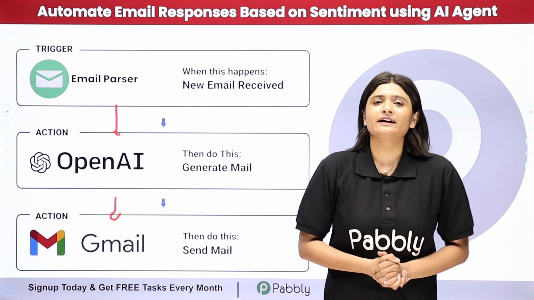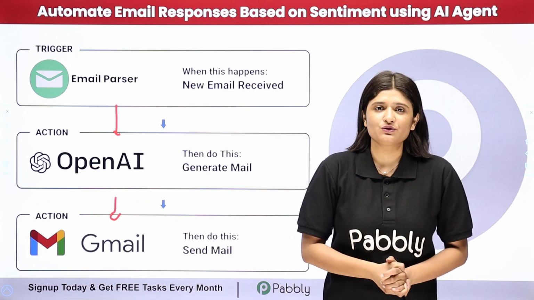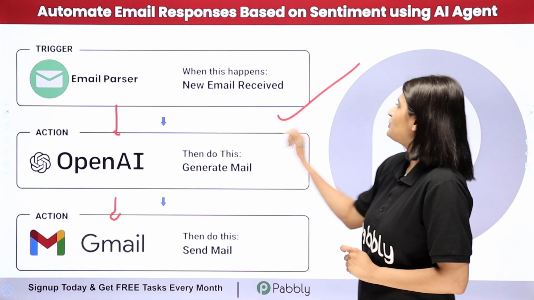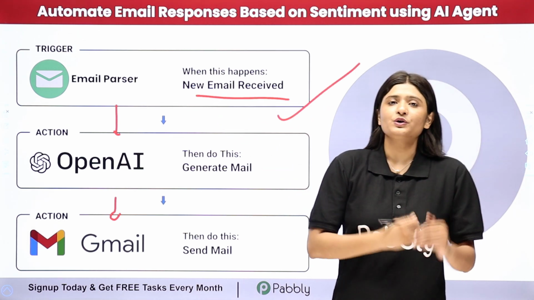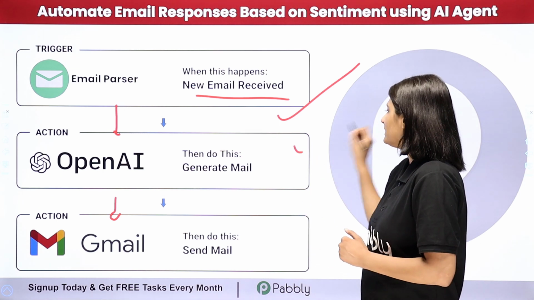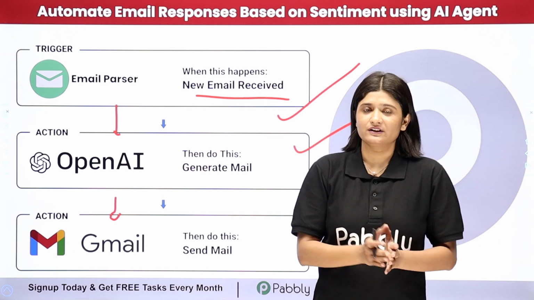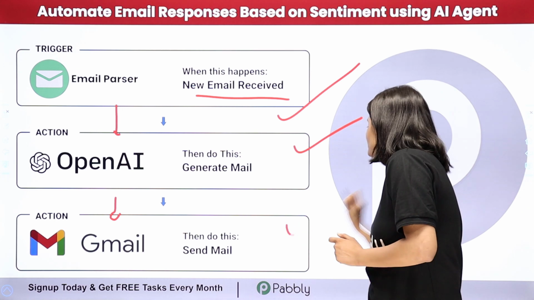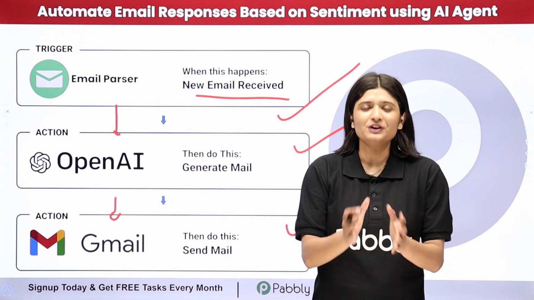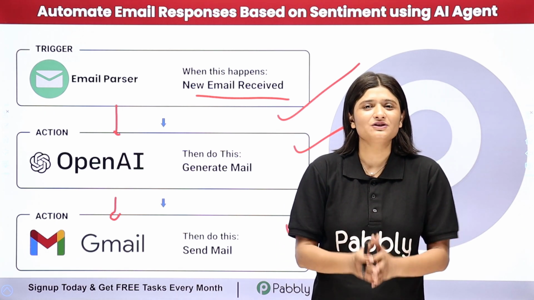With the help of Pabbly Connect, I am going to build this connection in such a way that whenever I am going to receive a new email, that mail will be automatically analyzed with the help of OpenAI, and the mail should be automatically generated as the reply, which I am going to send with the help of Gmail. Now, if you want to learn the step-by-step process, then let me take you all to my screen.